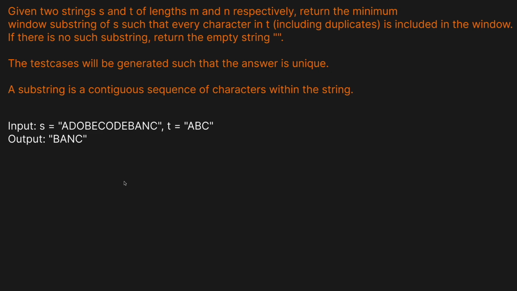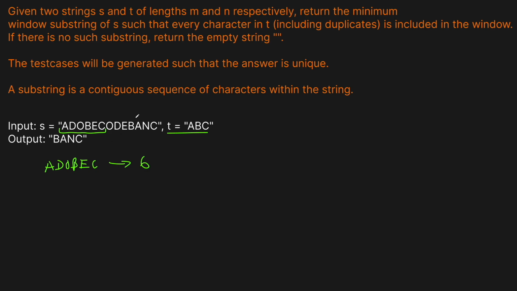So let's look at this example where we have this string which is A, D, O, B, E, C, O, D, E, B, A, and C, and we're asked to find the shortest substring which contains A, B, C. We're told that the answer is BANC, but let's see how they got that. So we need our substring to contain A, B, C. Let's see if we can create one from the beginning, because we have an A here and there's a B here. So one potential substring could be this, A, D, O, B, E, C. It contains all the characters we need, and this is length 6.